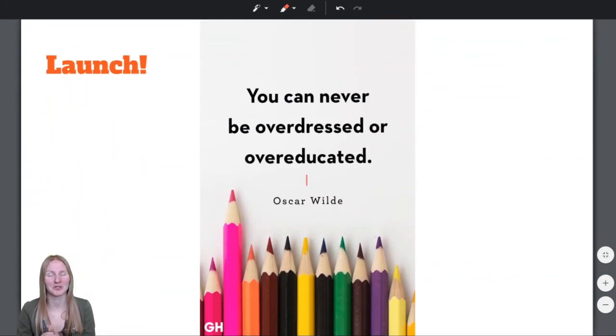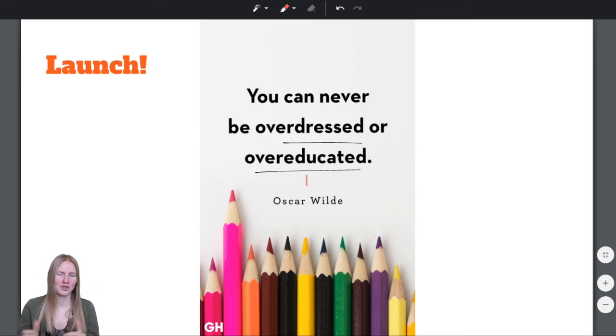This launch comes from Oscar Wilde, and he says, "You can never be overdressed or overeducated." So people can sometimes say, oh, you're overdressed for this occasion, like you dressed up too much. And then, I don't know, people could say you're overeducated, you're too educated, you don't need a PhD to do this or something. But you can never be overdressed or overeducated. If somebody says like, wow, you're too dressed up, like, I just felt like being a little extra today. Nothing wrong with being a little extra every once in a while. You can never be overdressed or overeducated.